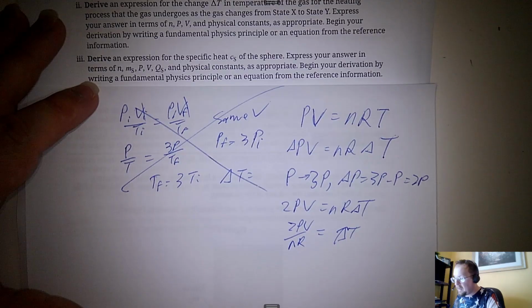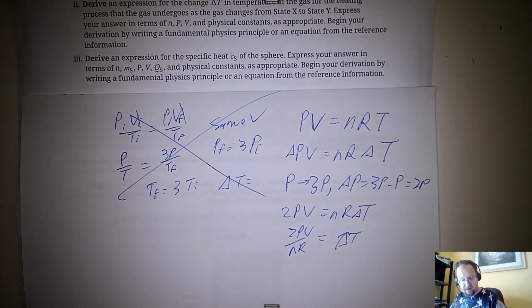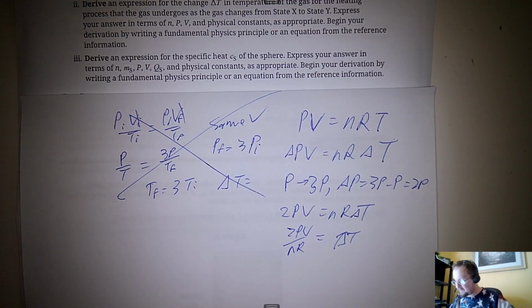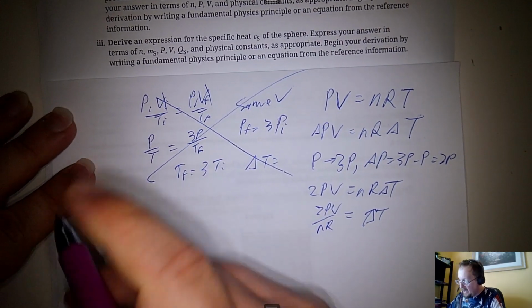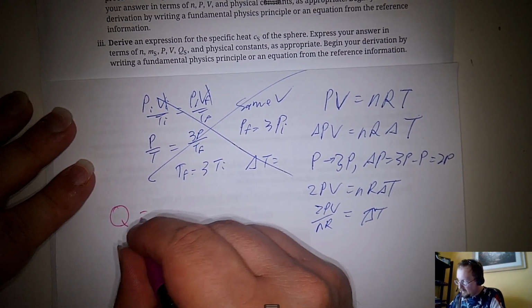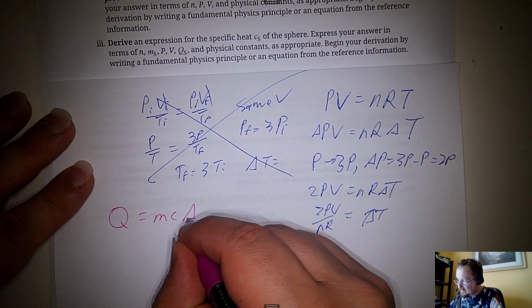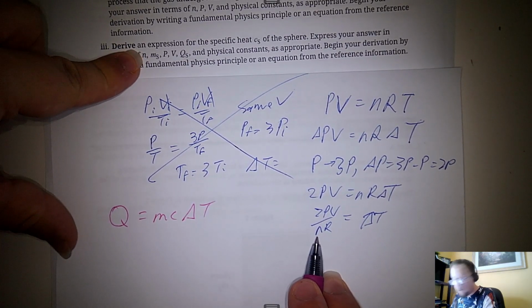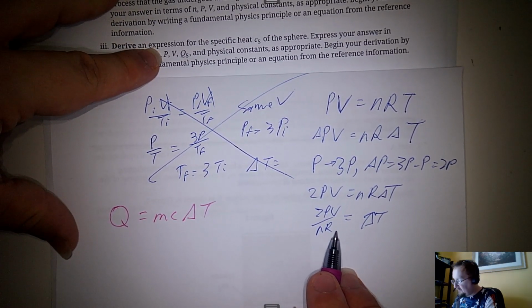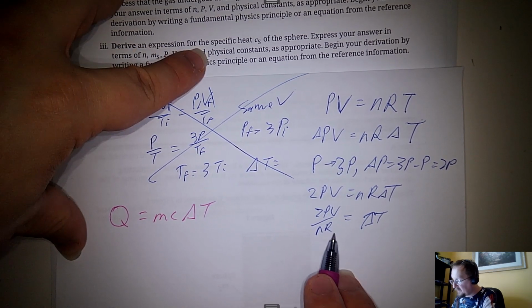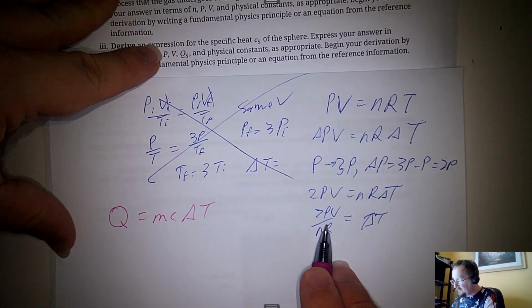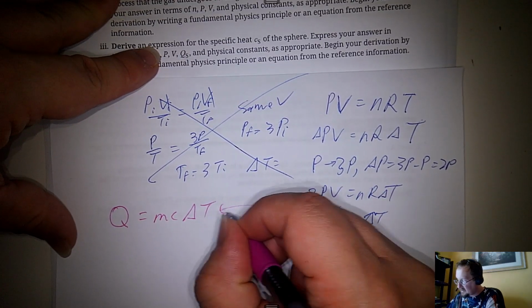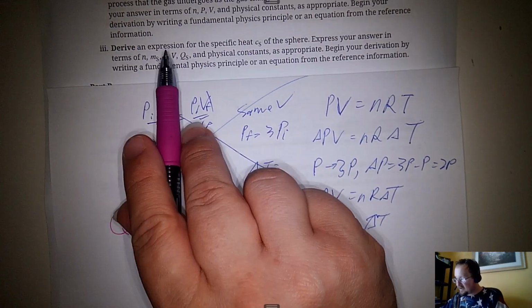Hooray. All right. Derive an expression for the specific heat. Okay, so what do we know about specific heat? There's only one equation that really has it. Q equals MC delta T. Okay, well, the number of moles and the P and the V and fundamental constants like R appear in this delta T right here. So I think he's going to come over, and it says QS.